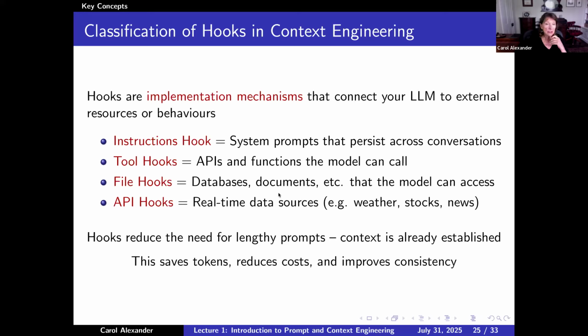So hooks reduce the need for lengthy prompts because the context is already established. And that's going to save tokens, it's going to reduce the costs, and will improve the consistency of the responses. If they're always referring to the same databases or documents, then you know you'll get more consistent responses.